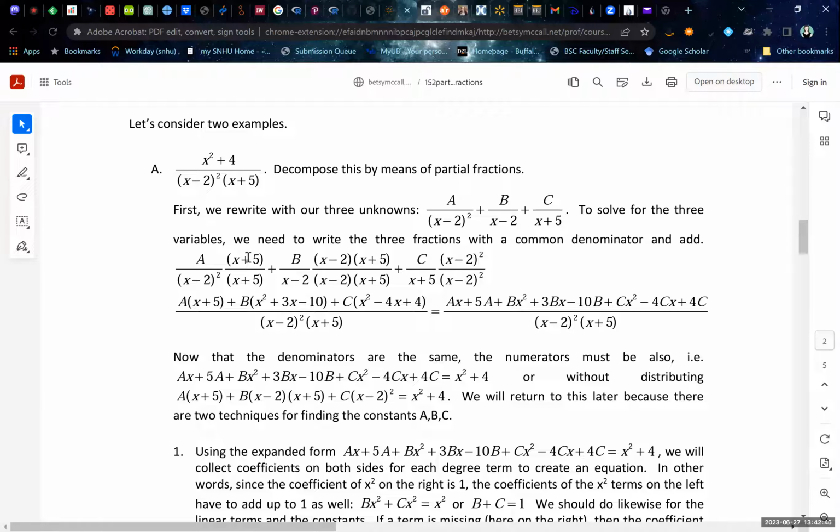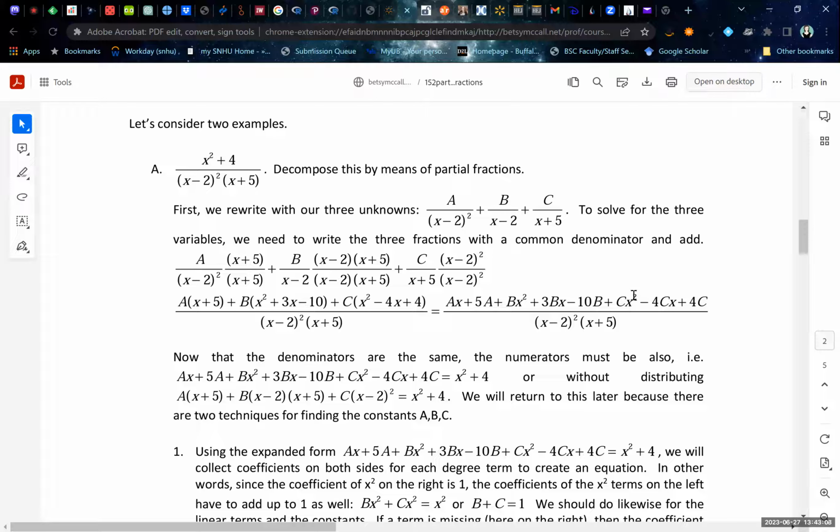And then what I essentially have to do is multiply these out. Here I've FOILed out my x minus 2 and x plus 5. And here I FOILed out my x minus 2 squared. And then I distribute my A, B, and C. And so now what I'm going to do is say, okay, so my denominators are the same.